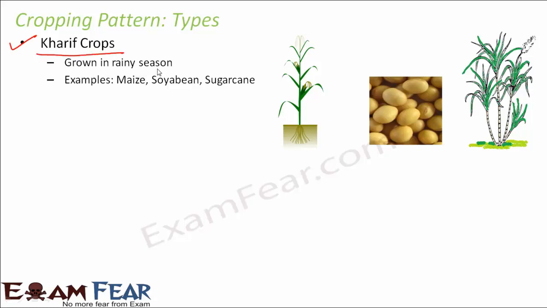So rainy season, lot of rain, that is a lot of water. So the plants which need more water, for example, soya bean, sugar cane, maize, these are examples of plants which need more water. Therefore, they are grown in rainy season and they are called kharif crops.